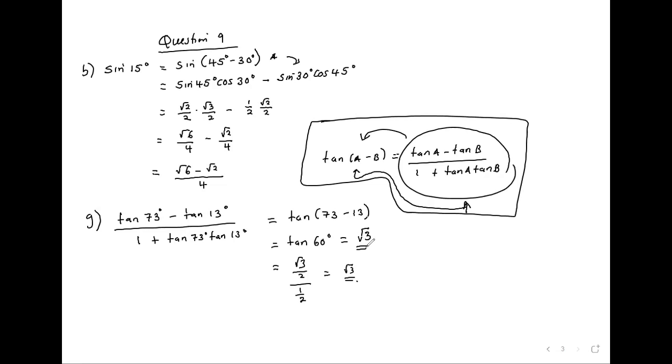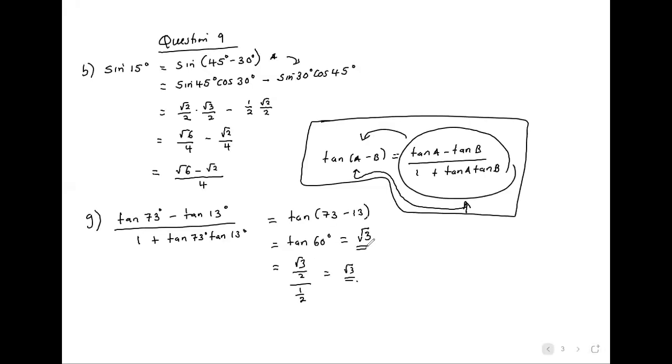Sir, what if we had tan A plus B? Your question would have come with plus on the right, in the numerator, and they would have changed the angles. So this question is designed in such a way that when you do the angles, you get a special angle. Okay, this was question 9. What about question 10?